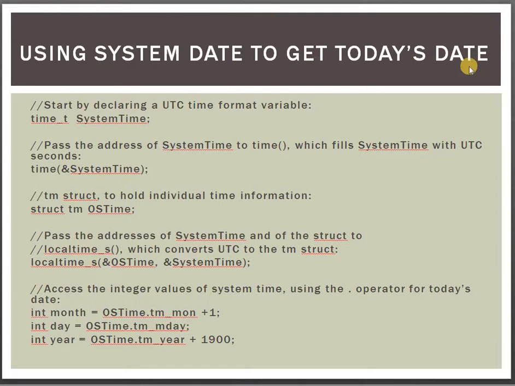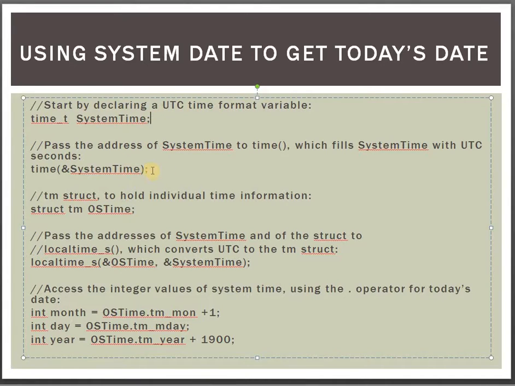We can use system date to get today's date. This is exactly the same process that I described before. We're going to declare system time. We're going to pass it to the time function, create a struct, call localtime, and then we can get the month, the day, and the year, just as I described. And so you have today's date.